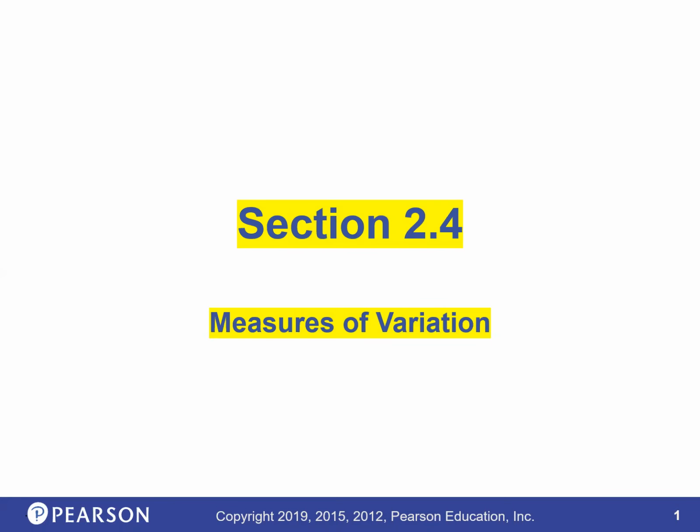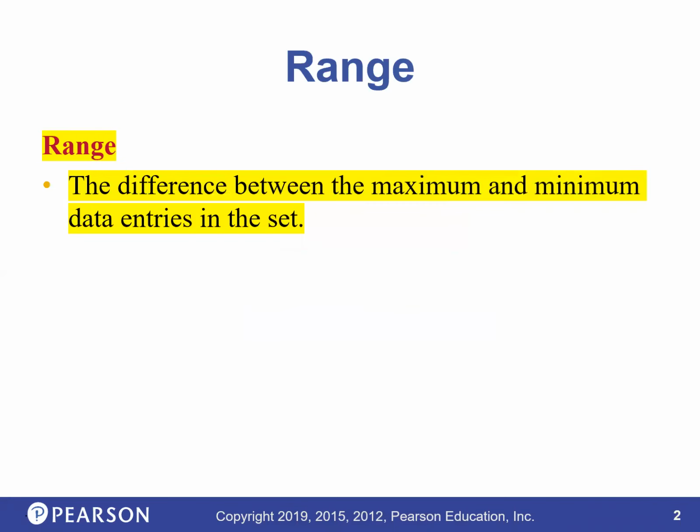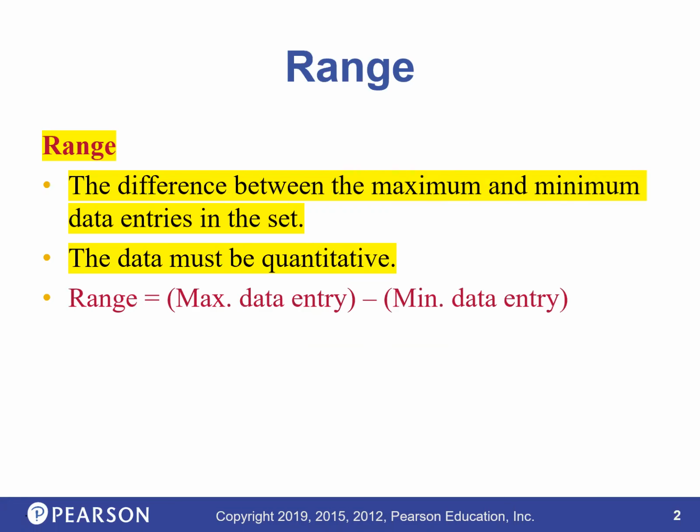So the first one is the obvious one, the range. Yeah, to figure out how much spread you have, absolutely. Take the biggest value you have, subtract by the smallest value you have, and you're done. You have your range. What's wrong with that? Nothing. Just doesn't give us enough information sometimes.